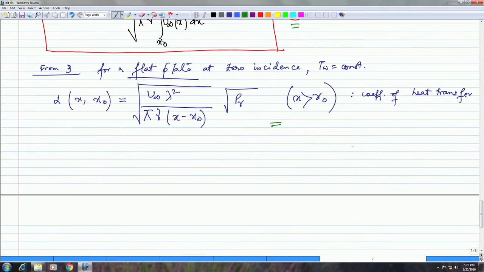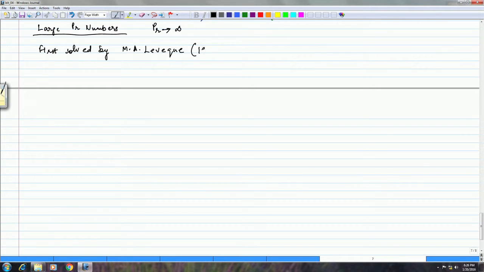So we will discuss this. We're going to talk about large Prandtl numbers. Now, this problem was first solved by a scientist whose name I'm not even going to try and pronounce.